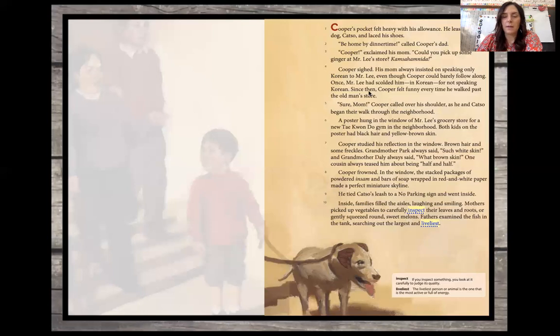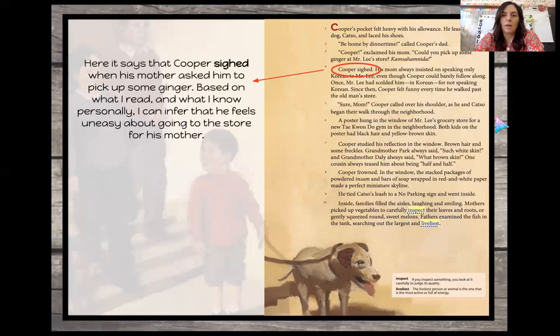So I'm going to stop. At the beginning of this paragraph, it says that Cooper sighed, and he sighs after his mother asks him to pick up some ginger at the store. So based on the evidence in the text and what I know personally, I can infer that he feels uneasy about going to the store for his mother.